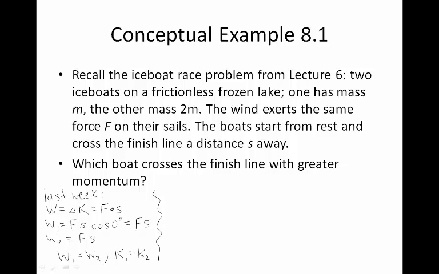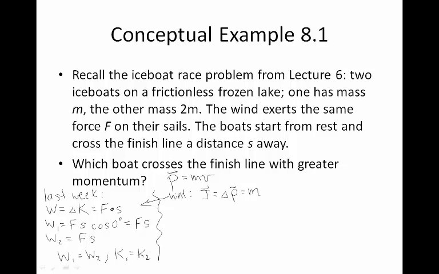This time we want to know which boat has the greater momentum. If you just look at the momentum equation, mass times velocity, we don't know anything about the velocity. But this is sort of tricky. Like last week, we had to pull out a new formula to solve for kinetic energy. The work energy theorem was our hint, and the hint works this way. We know that the impulse is also equal to the change in momentum.